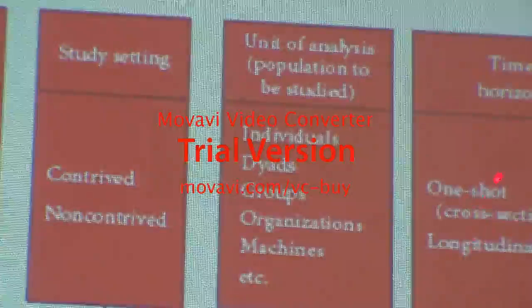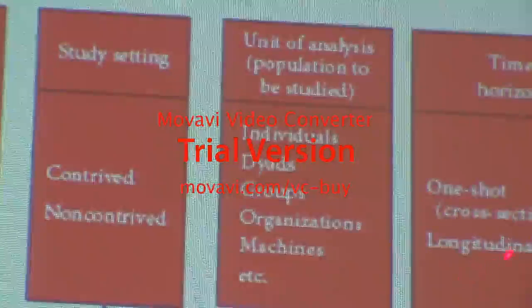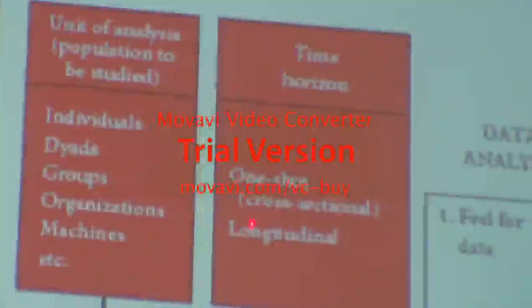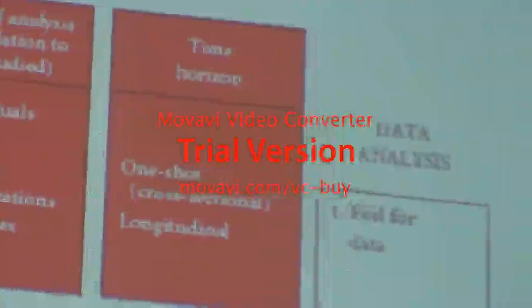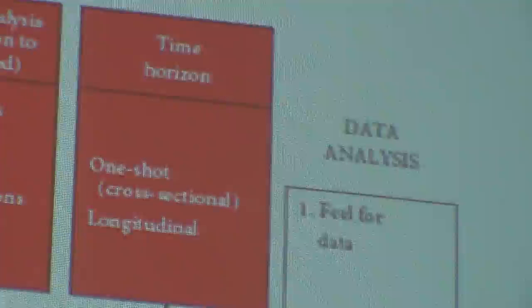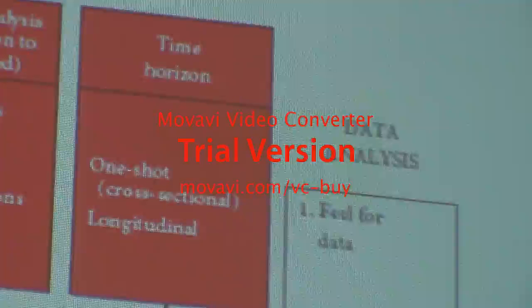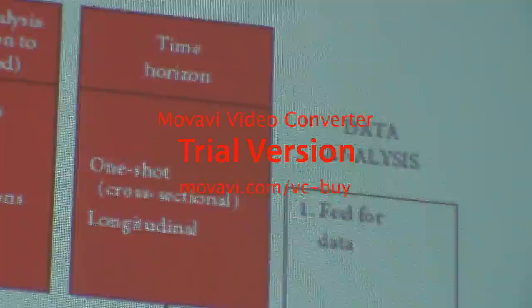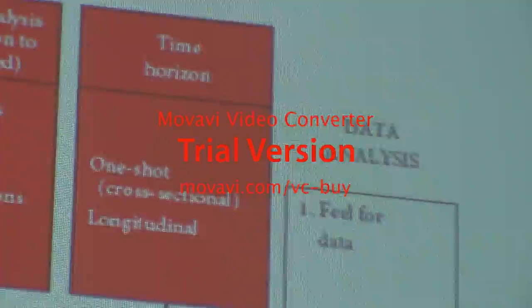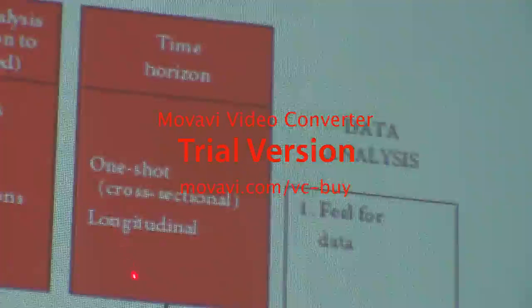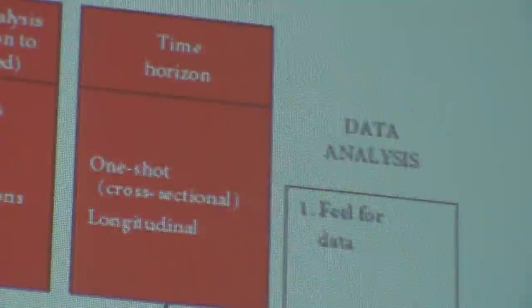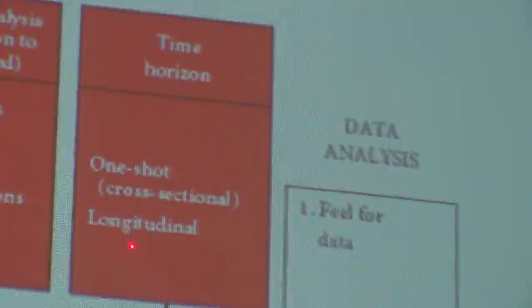Time horizon means one shot, or longitudinal. One shot also means cross-sectional. What do we mean by this? This means: do we do our experiment only one time on the population, or should we repeat our experiments? If we do it only one time, we call it one shot or cross-sectional. But if we do our experiment more than one time, then we call it longitudinal.